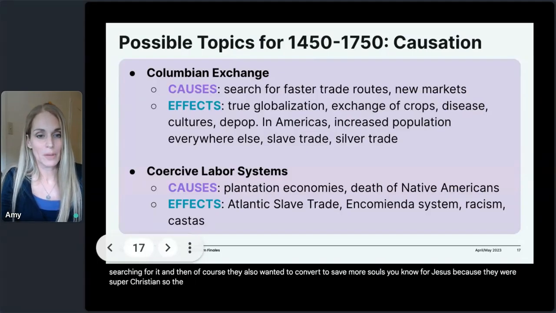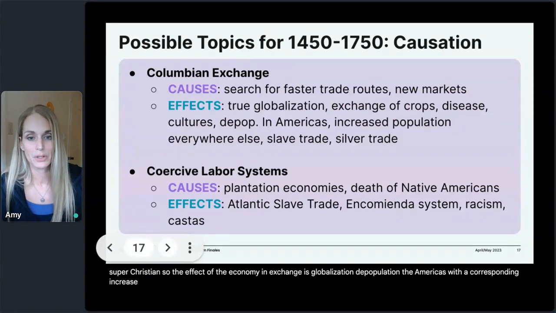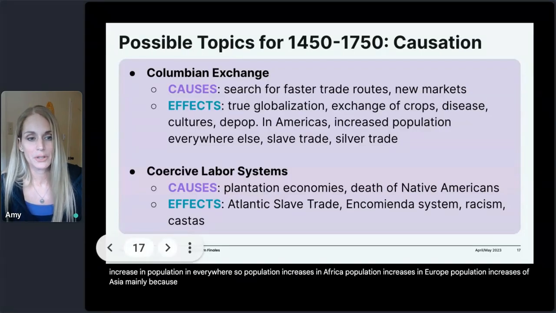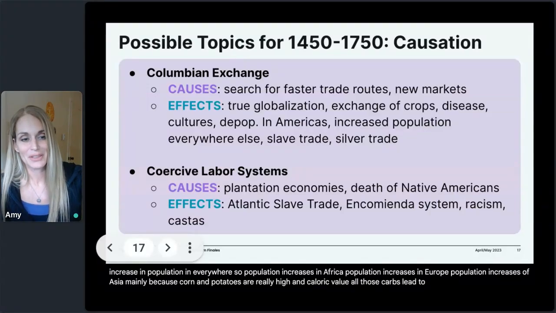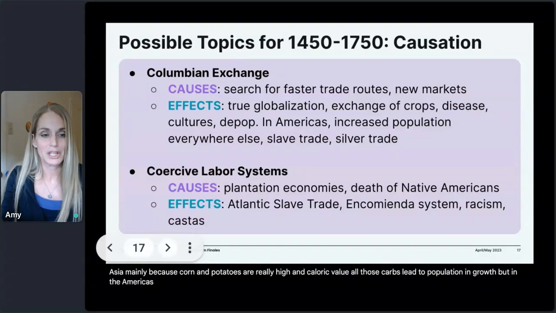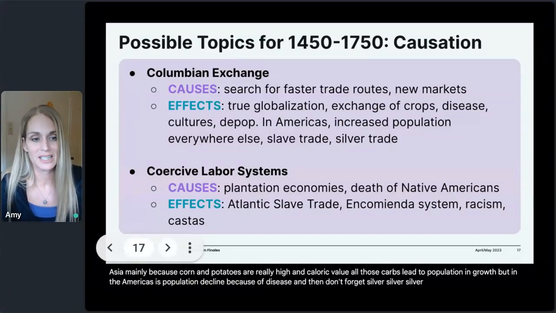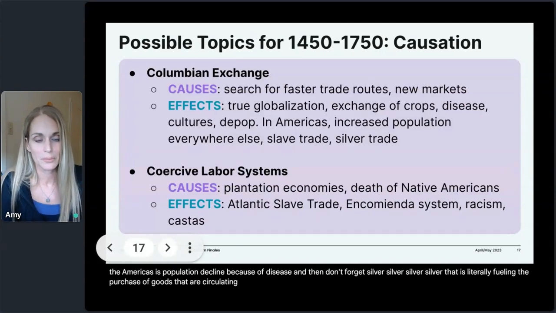So the effect of the Columbian Exchange is globalization, depopulation in the Americas with a corresponding increase in population everywhere. So population increases in Africa, in Europe, and in Asia, mainly because corn and potatoes are really high in caloric value. All those carbs lead to population growth. But in the Americas, there is population decline because of disease. And then don't forget silver, silver, silver, silver. That is literally fueling the purchase of goods that are circulating in the global economy.